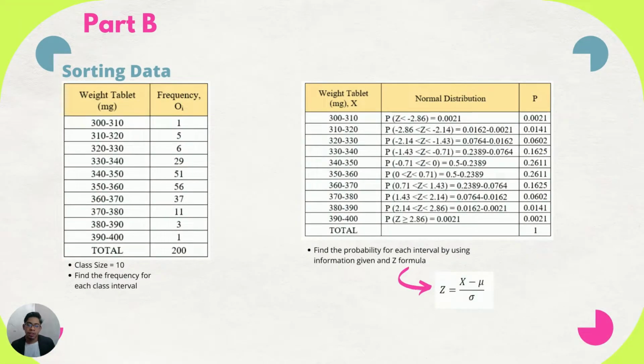All collected data of weight of tablets is organized into a table. A class size of 10 is set and then we find the frequency of each class interval. On the right side is the probability table. For this table, we refer to the statistical table to find the probability. To find the probability, we use the Z formula as you can see below. The summation of the probability will equal 1.